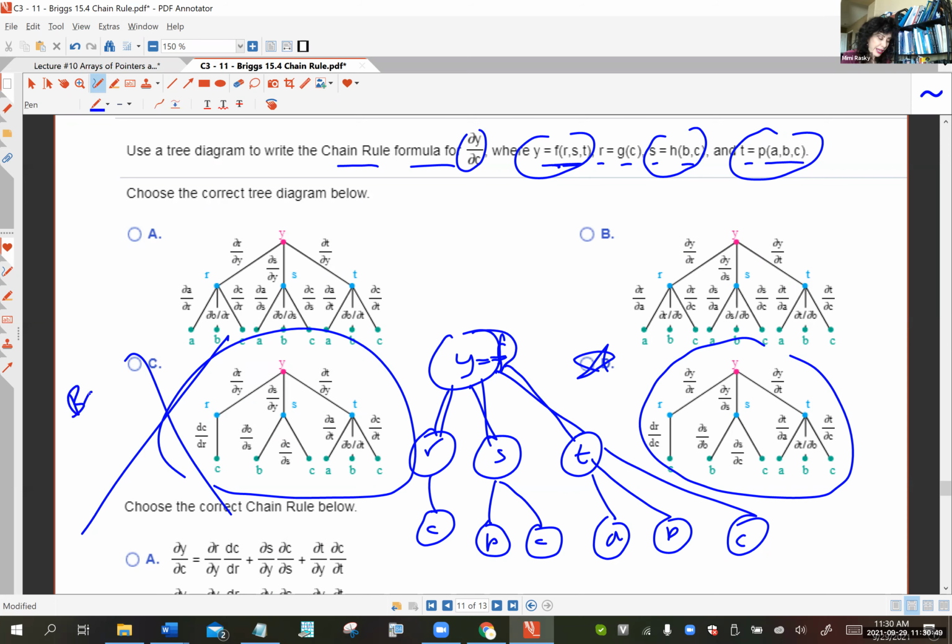So this one had bad notation along the branches of the tree, and this one was cool: dy dr, that looks good, and this is dr dc, and so on and so forth. So this one's the good one, and we picked one.